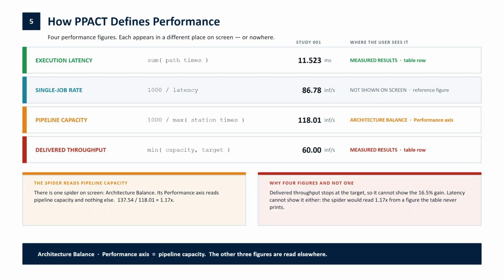The two boxes at the bottom summarize this distinction. The left box states that there is one spider chart on screen and that its performance axis reads pipeline capacity. The right box explains why the four performance quantities remain distinct. Because delivered throughput is capped by the application target, it cannot show the 16.5% increase in available pipeline capacity. That is why the performance axis of the spider chart uses pipeline capacity, even though pipeline capacity is not printed as a row in the measured results table.